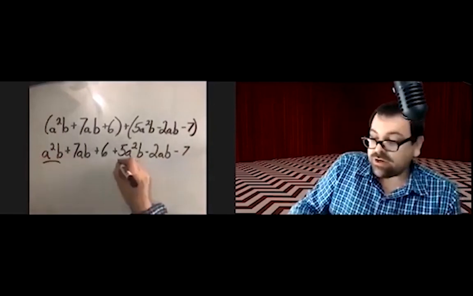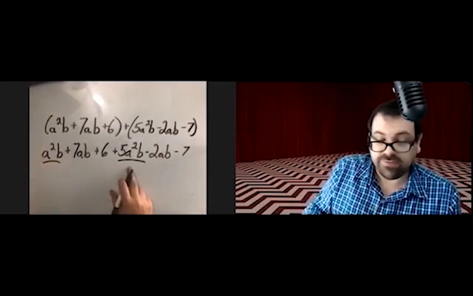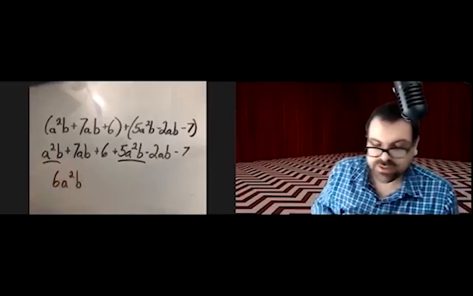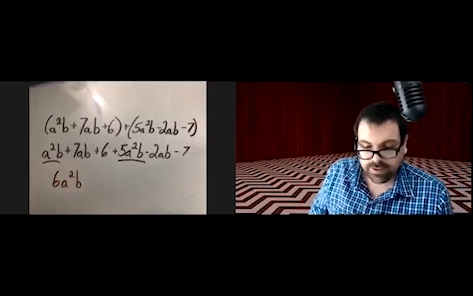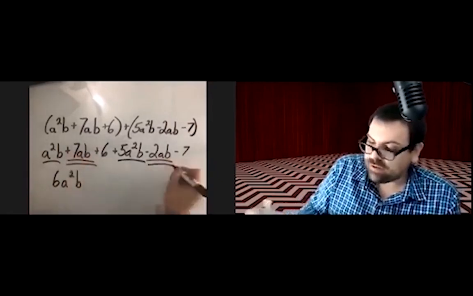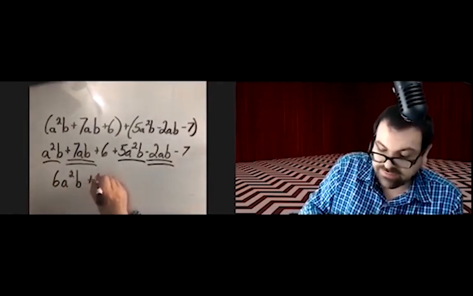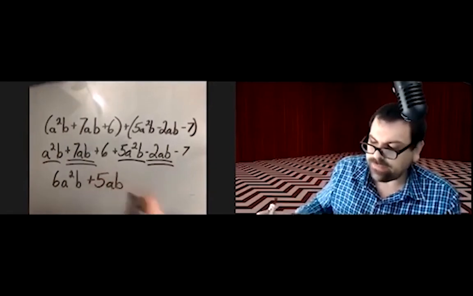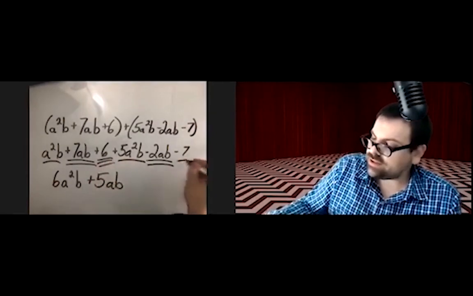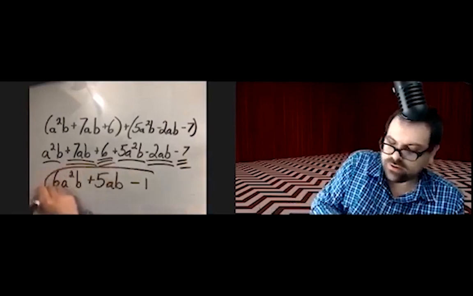First, we have our a squared b's. One of them plus 5 of them is 6 of them. 6 of those a squared b's. Then our ab's, we have positive 7 minus 2. That would be positive 5 of the ab's. And then finally, positive 6 minus 7 is negative 1.